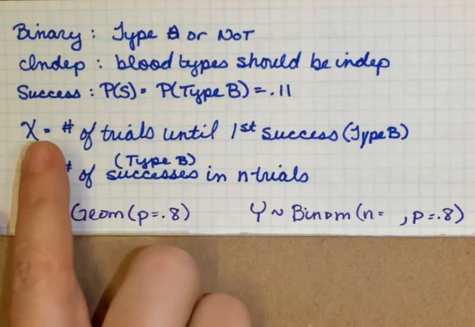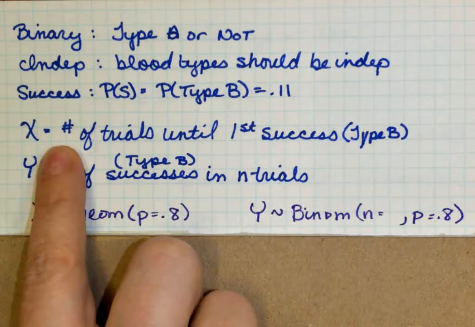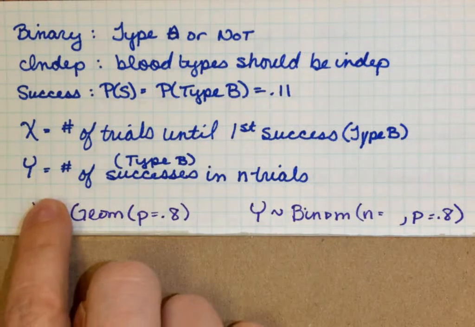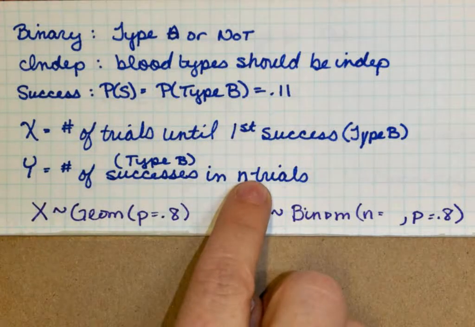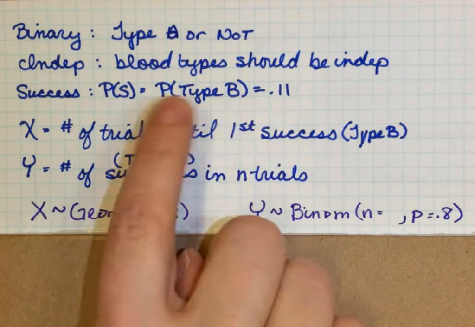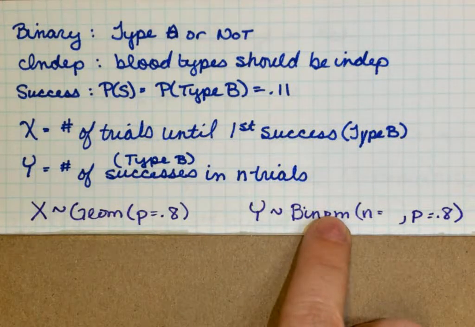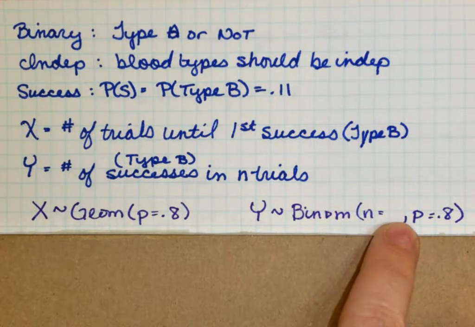All right, so I define X to be the number of trials until the first success, until I get my first type B. Whereas Y is the number of successes in a set number of trials. Go until is geometric. Set number of trials is binomial. And I just put N here because that N changes through some of the problems.